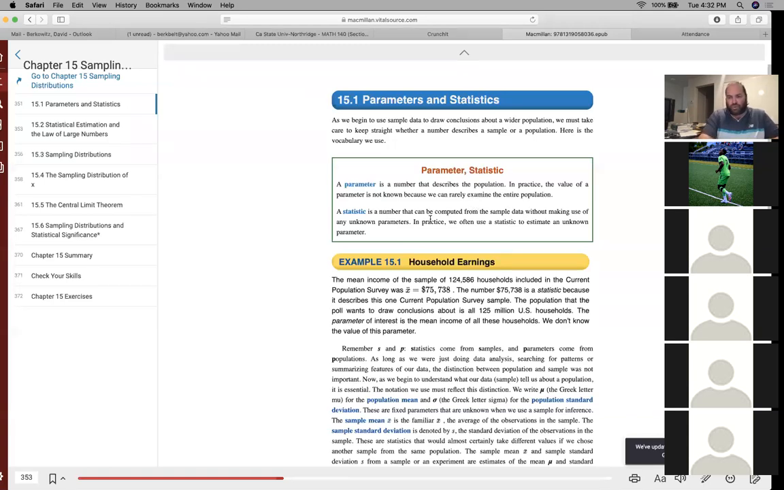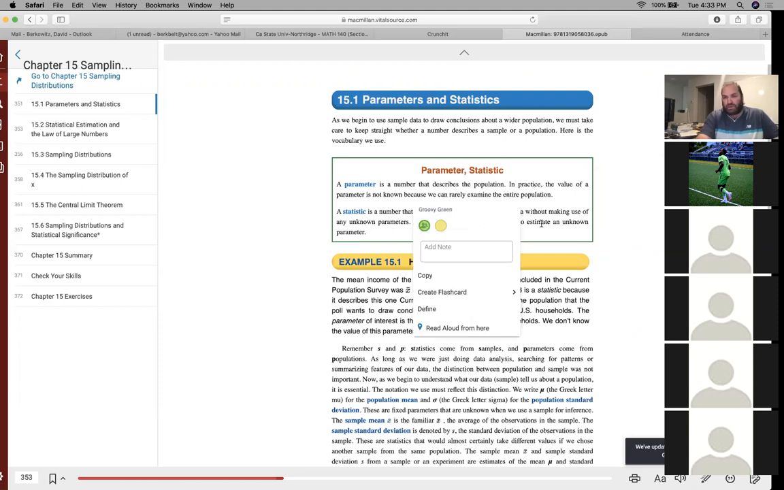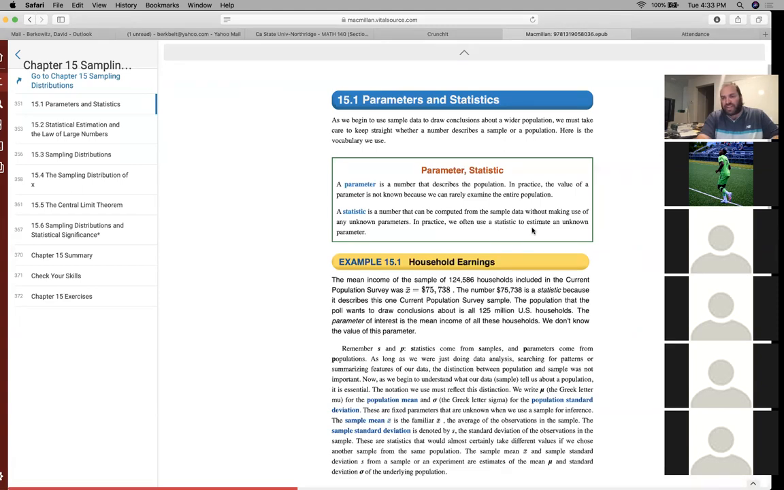So the best that we can do is come up with a statistic. A statistic is a number that can be computed from the sample data that does not make use of any unknown parameters. If we don't know them, we can't use them. Right? How are you going to use the average mass of every star in the universe if we don't know it? The best we can do, and in practice, what we do, is we often use a statistic to estimate an unknown parameter.